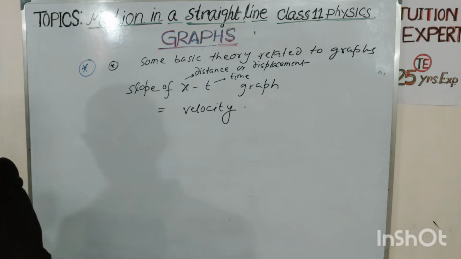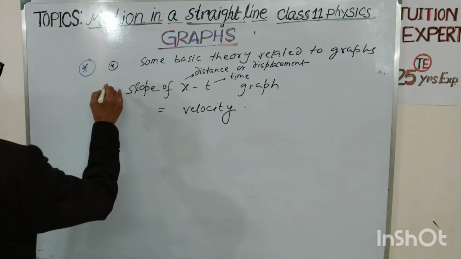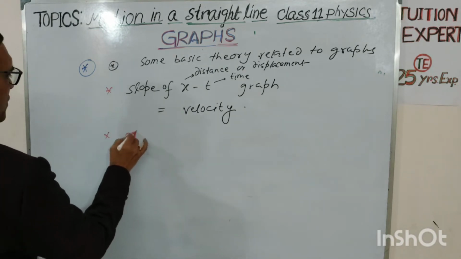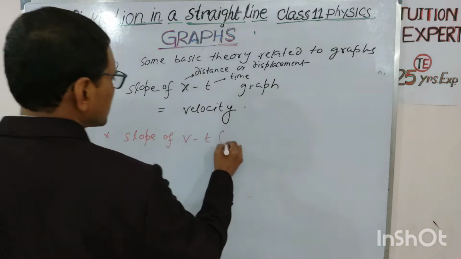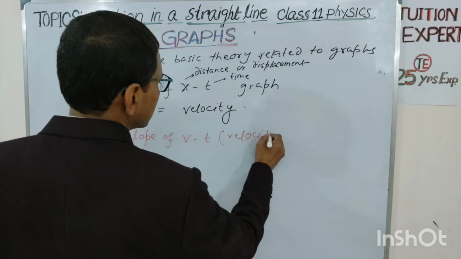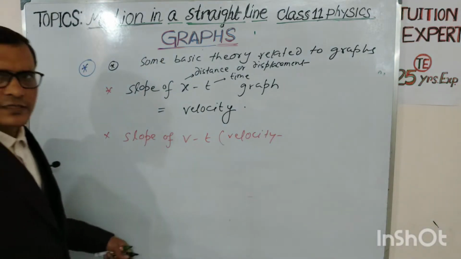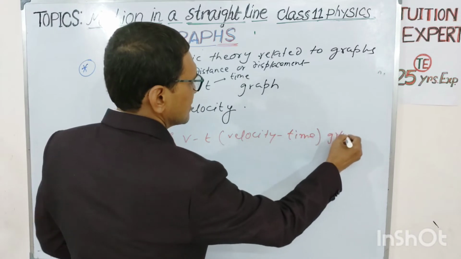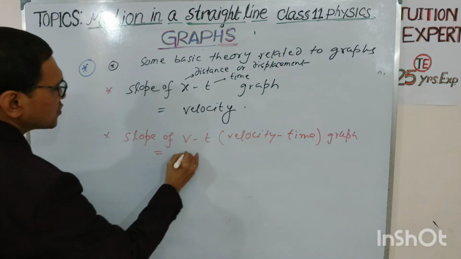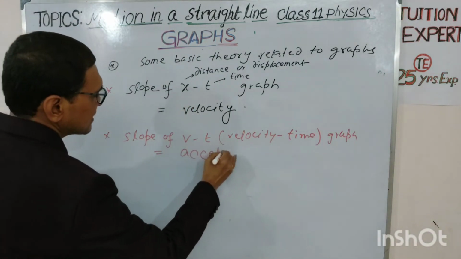This is the one theory. Next theory is the slope of the VT graph, the velocity time graph. The slope of the velocity time graph equals acceleration.